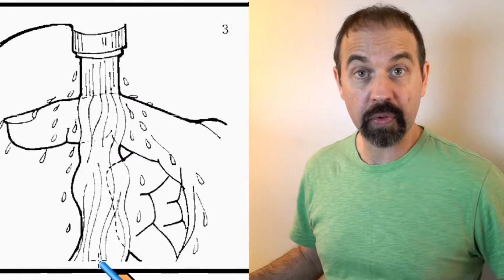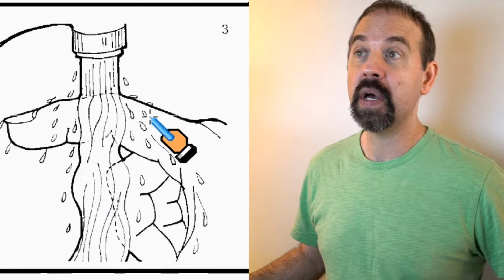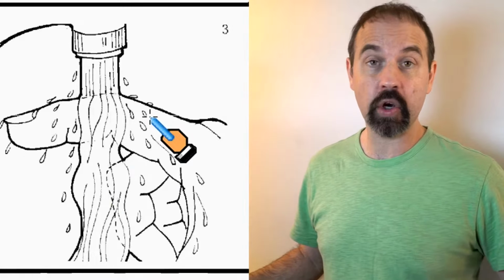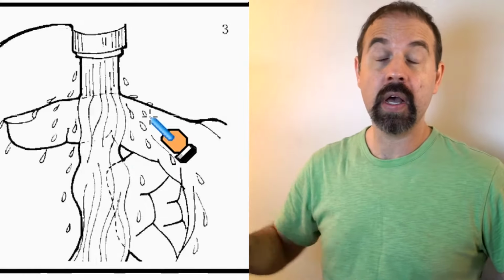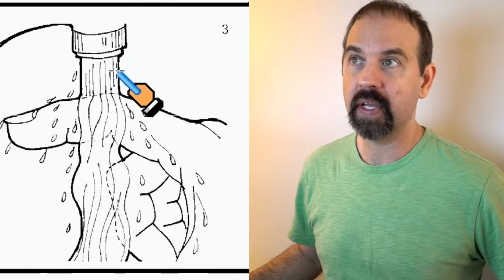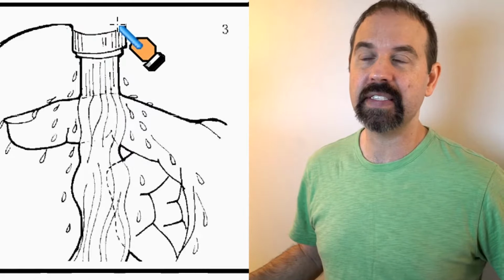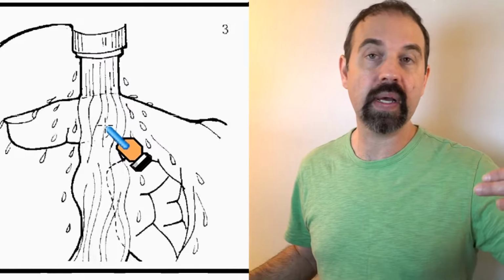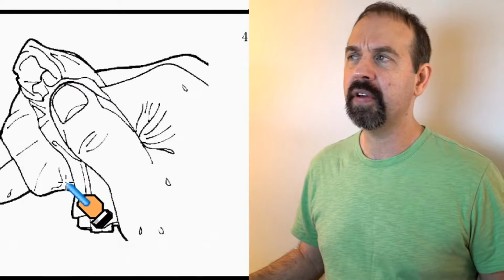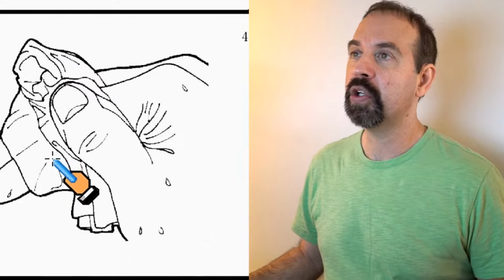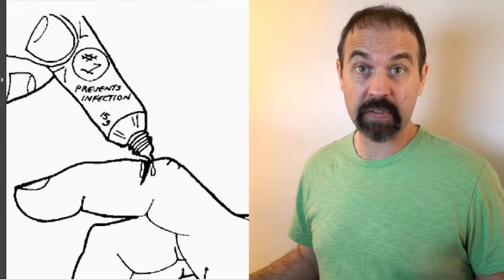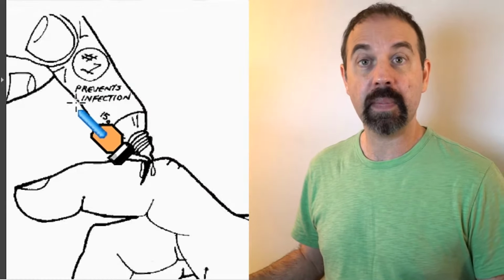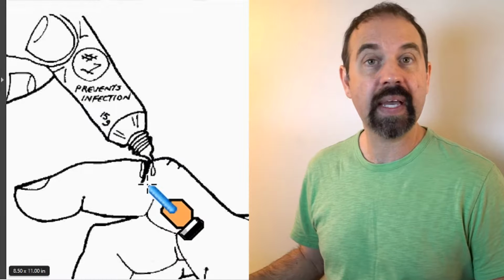In image number 3, we see the person putting their hand or their finger, their index finger, under the water. The water's running out of this thing called the faucet. The faucet is the place where the water comes out. And in image number 4, the person is applying some type of cloth, maybe a paper towel, to their finger. In image 5, we see the person applying ointment to the cut.